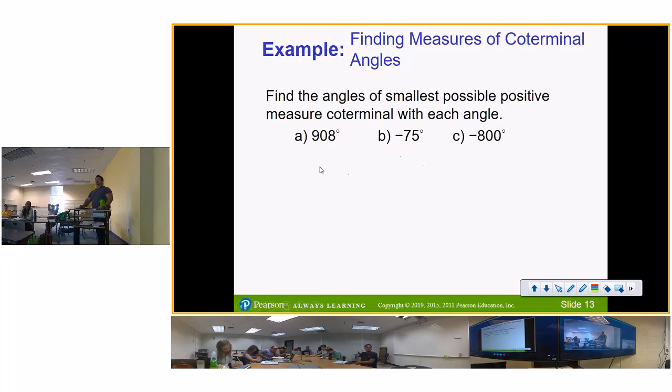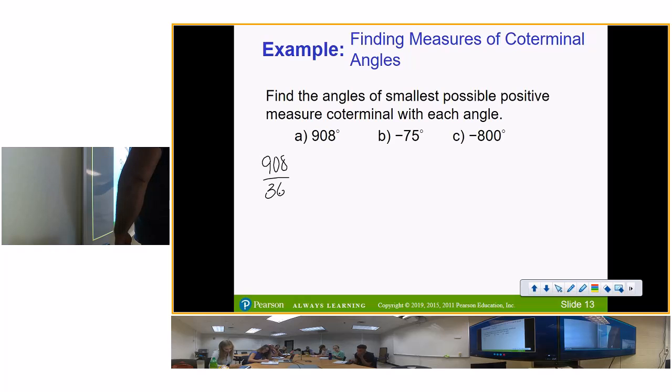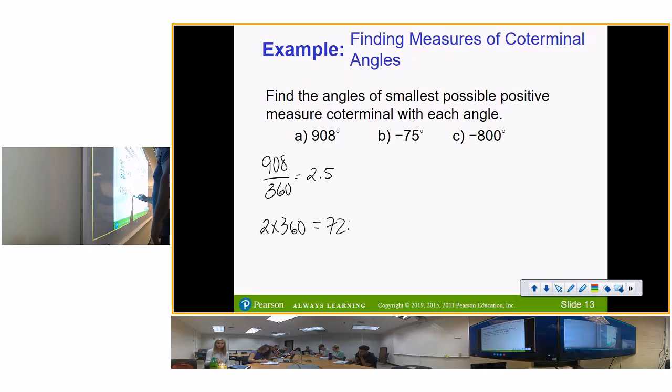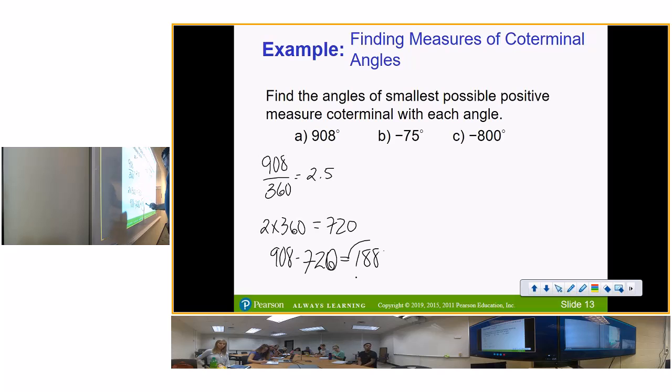So I'm going to do, okay, negative 75, we're going to cover these 3. All right, let's do this. So 908, somebody divide 908 by 360. 908 divided by 360 is what? 2.5. So you take 2 times 360, which is what? 720? And you subtract 908 minus 720. What do you get? 188. 188 is your reference angle.